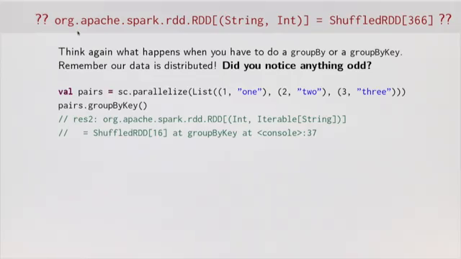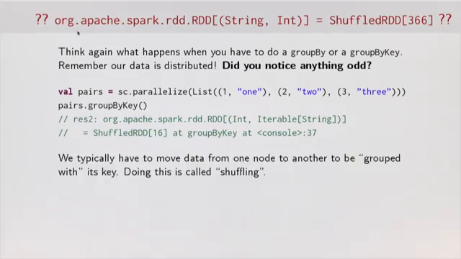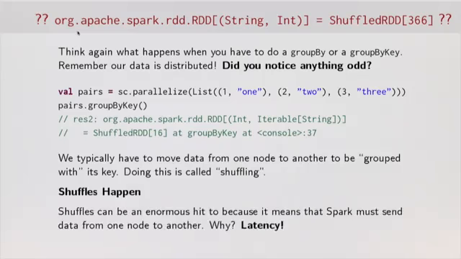Here's a very quick example. Here we just make a pair RDD and then we call group by key on it, and this is the return type that Spark gives us. It's something called a shuffled RDD. That's weird. To do a distributed group by key, we typically have to move data between nodes so that the data can be collected together with its key in a regular, normal, single machine Scala collection. Remember that group by key collects all of the values associated with a given key and stores them in that single collection. That means that data has to move around the network, and doing this, moving the data around the network, is called shuffling.